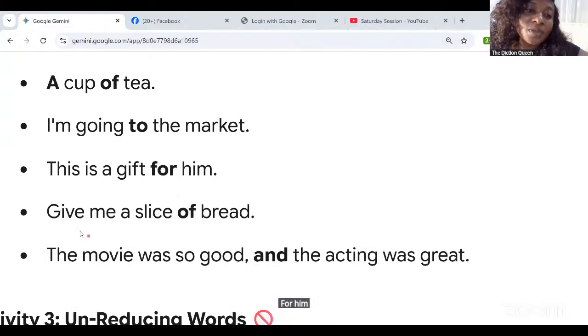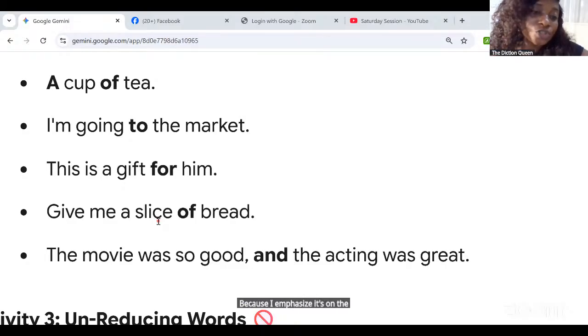The next one. Give me a slice of bread. Because our emphasis is on the schwa, we should stress a and of. Give me a slice of bread. Not give me a slice of bread. Give me a slice of bread.